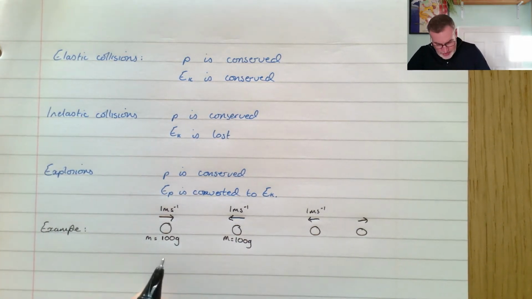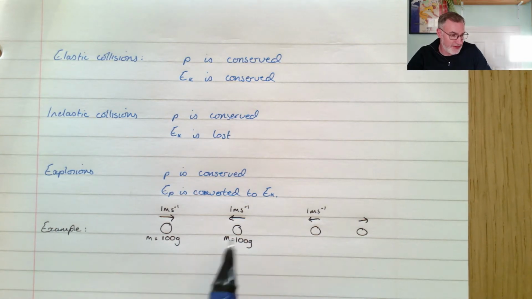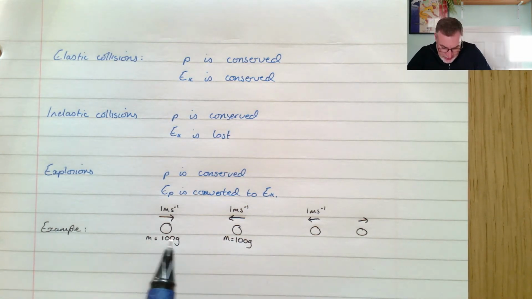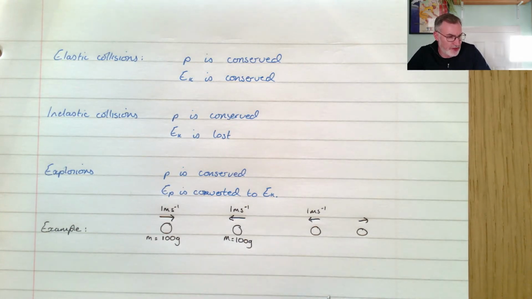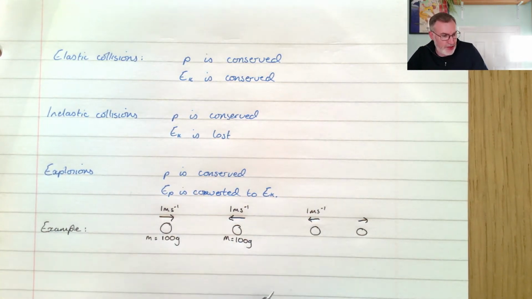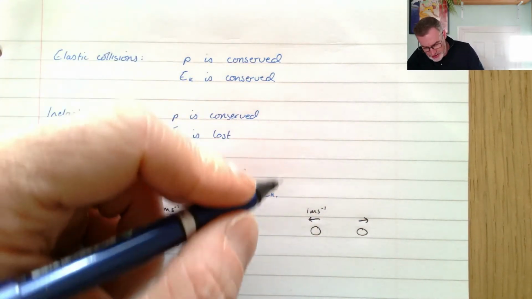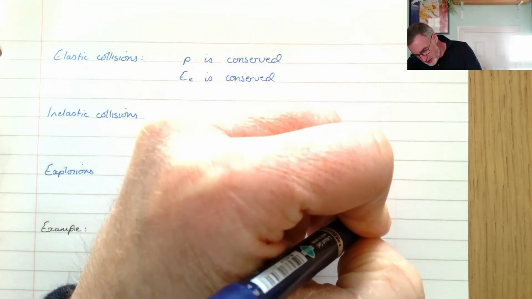So an example might be that two snooker balls, both have the same mass on a snooker table, are travelling towards each other and have a direct hit, both travelling at 1 meters per second. After the collision, one of the balls moves back the way it came at 1 meters per second, and find the velocity of the second ball after the collision.